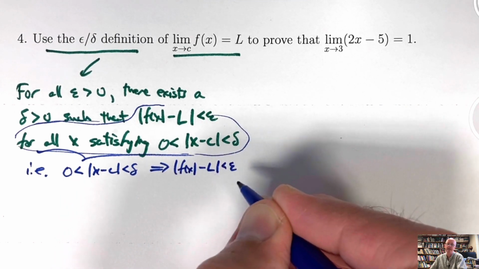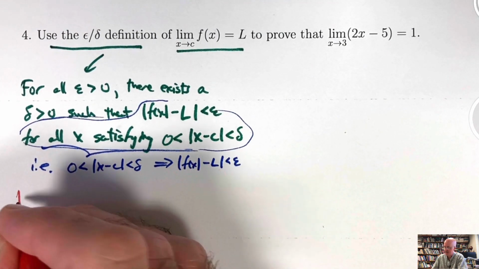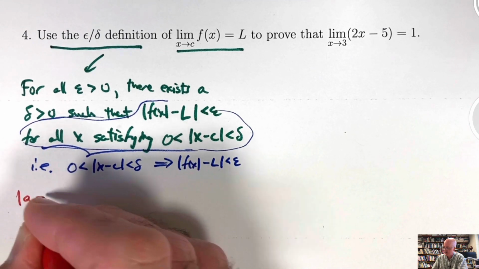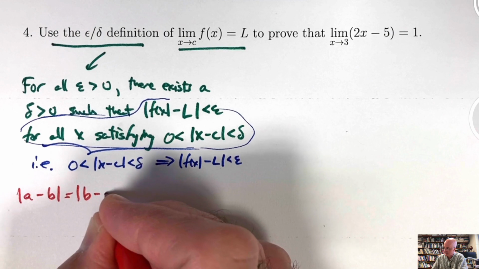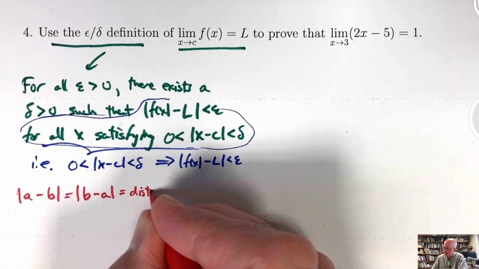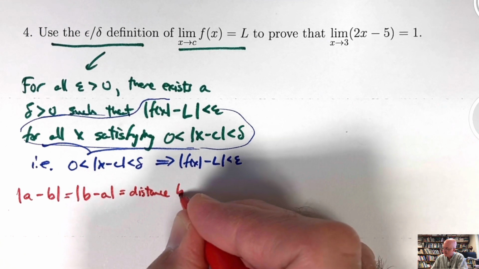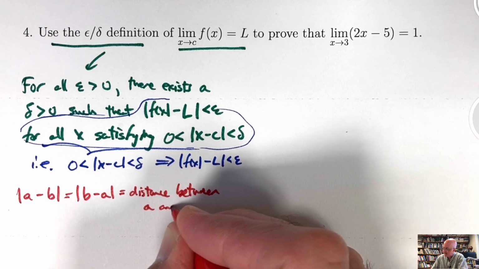Now, if you've never seen this before, you're like, whoa, what in the world is this about? The first key thing to realize in trying to understand this is how to geometrically interpret the absolute value of the difference of two numbers, |a - b|, which is equal to |b - a|, and it represents the distance between a and b. A and b are numbers. Imagine a number line. This is the distance between a and b on a number line.